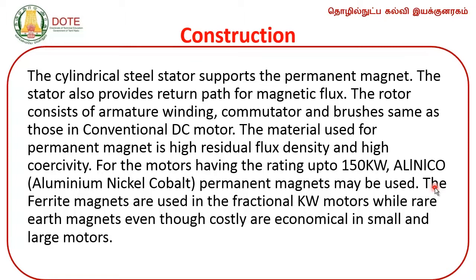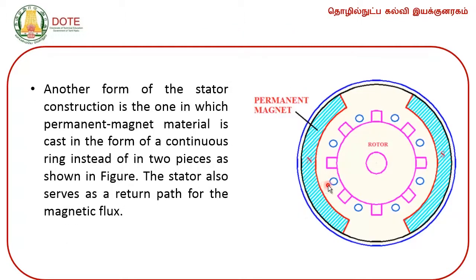The material used for the permanent magnet has high residual flux density and high coercivity. For motors having ratings up to 150 kilowatt, aluminum nickel cobalt alloy permanent magnets may be used. Ferrite magnets are used in fractional kilowatt motors, while rare earth magnets, even though costly, are economical in small and large motors. Another form of stator construction is one in which the permanent magnet material is cast in the form of a continuous ring instead of two pieces.